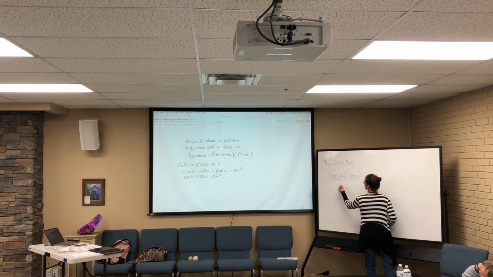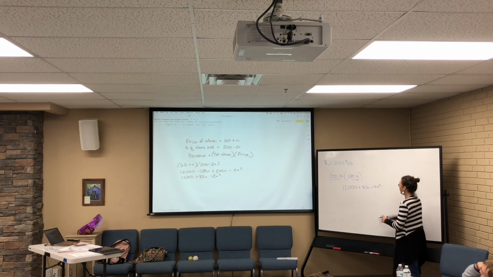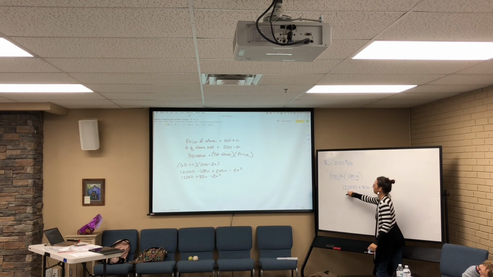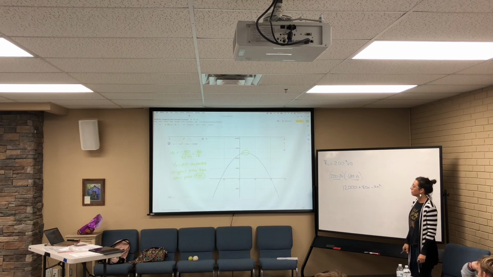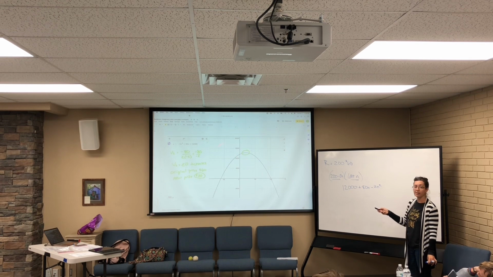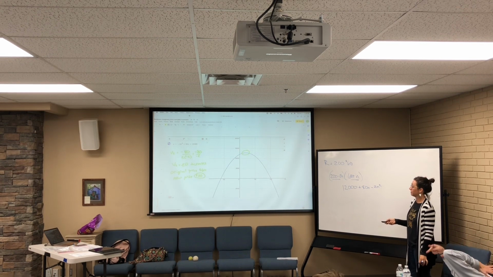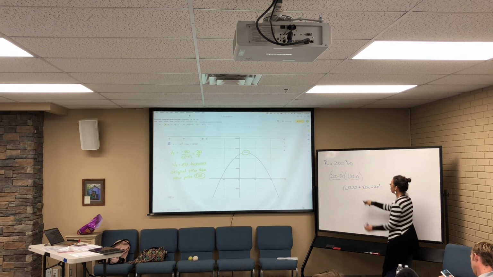So my new equation is 12,000 plus 80n minus 2n squared. We could rearrange that to do negative 2n squared plus 80n plus 12,000. And so I dropped that into our Desmos, and it gave me a nice curve. So they said, what is the price that you should sell your shoes at to have the maximum sales, maximum revenue? Maximum revenue is going to be found where? At the vertex. Okay? So again, vertex, negative b over 2a.